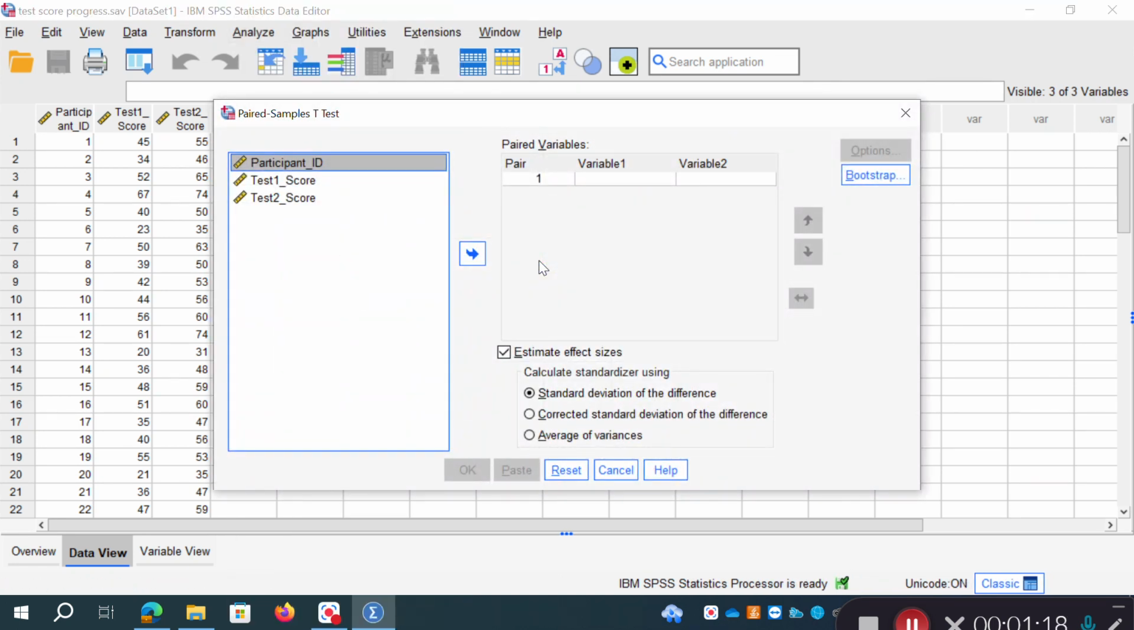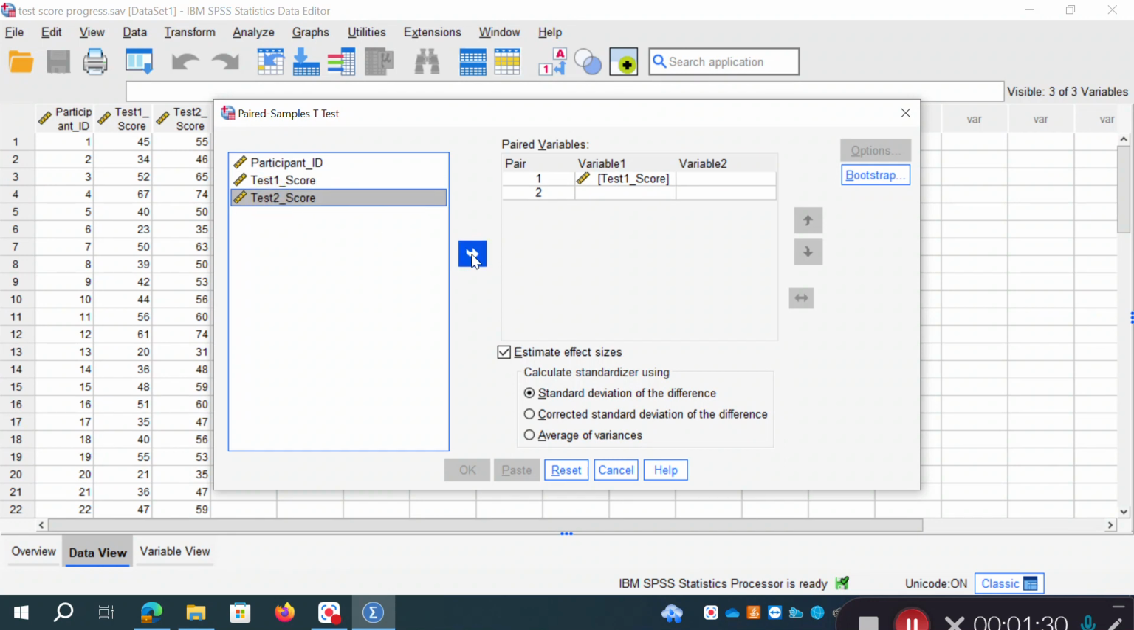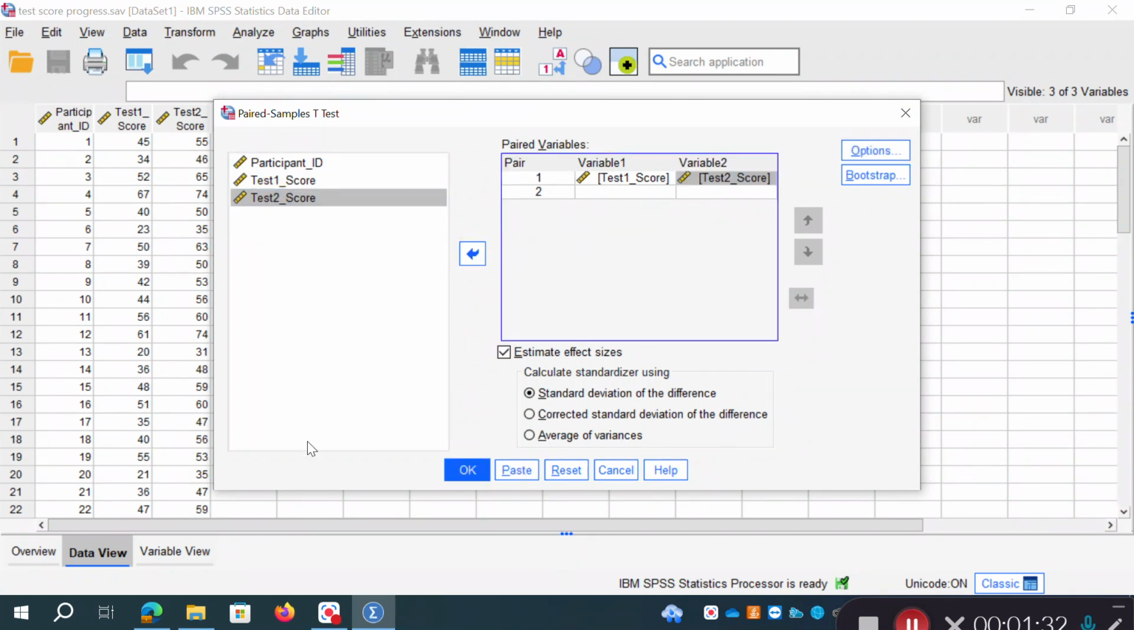And to set this up, it's really easy. We just select our two variables that we're comparing, and we need to move them over to this paired variables block. So we'll move test 1 score over and then test 2 score over. If we wanted to do a number of different repeated measures t-tests, we could select more variables there and just compare them. But we're only comparing 2 in this case. We're comparing participants' score in test 1 and score in test 2 to see if there's a significant difference.